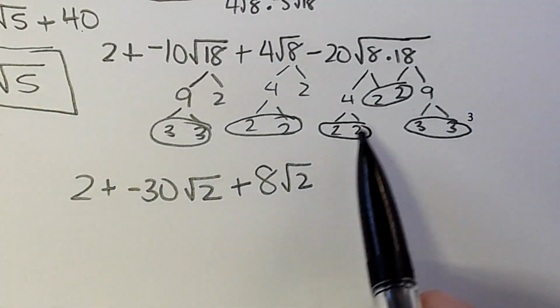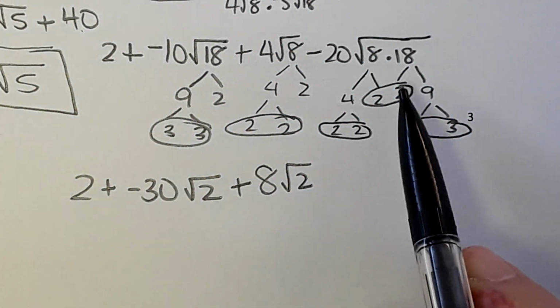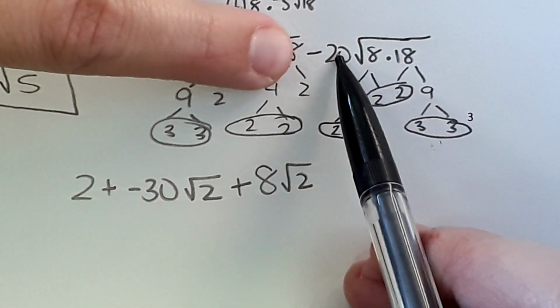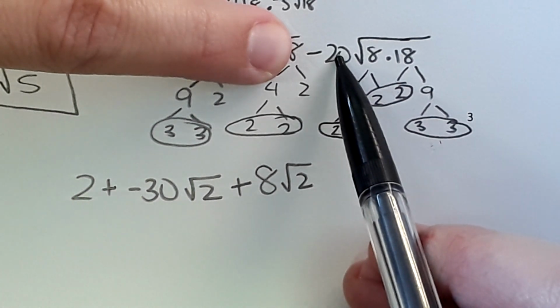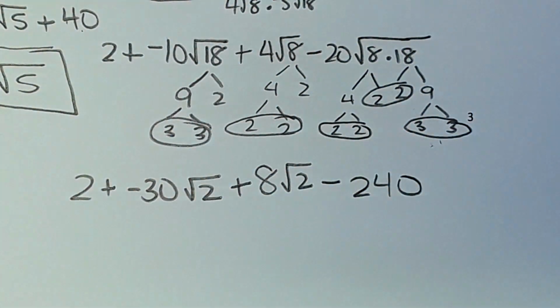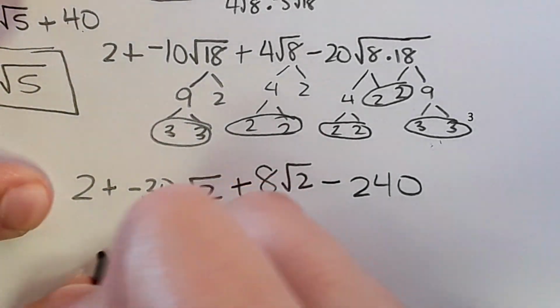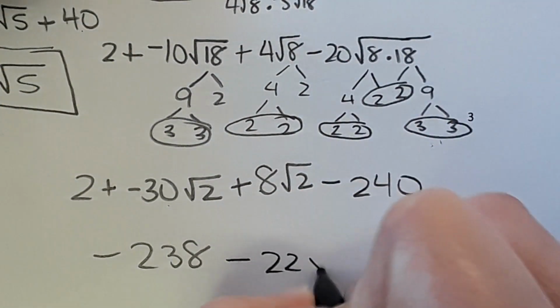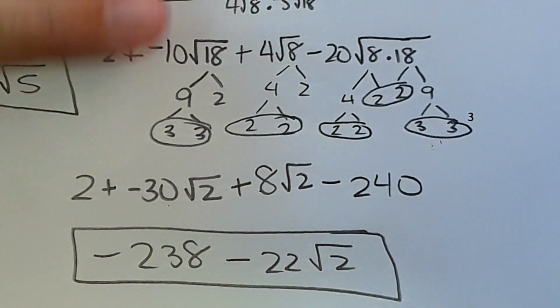Okay, I got a bunch of pairs here. Let's see. 2 times 2 times 3, 4 times 3, 12. 12 times 20, 240, minus 240, with nothing left in the house. And then negative 240 plus 2 would be negative 238. This plus 8 minus 22 square root of 2. We're done.